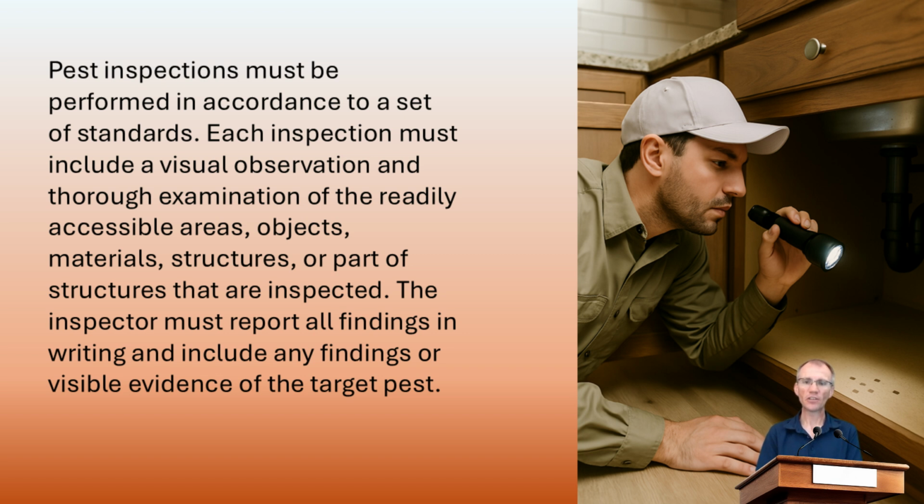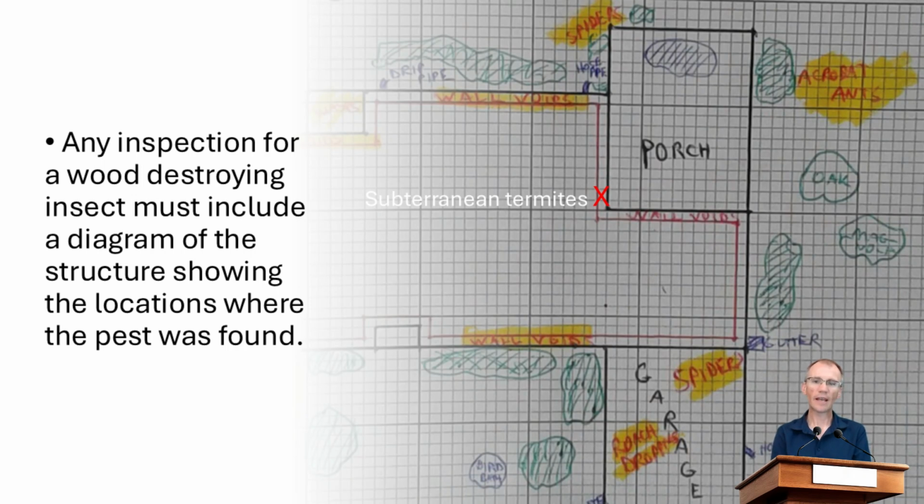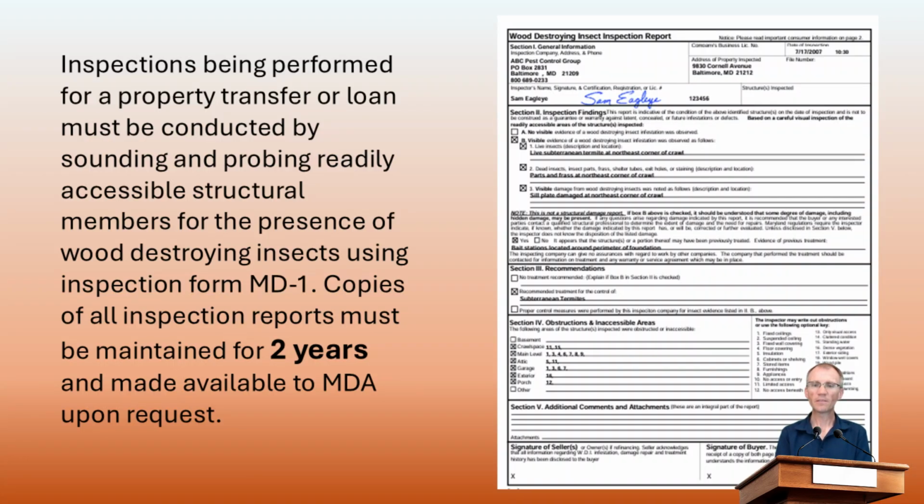Pest inspections must be performed in accordance to a set of standards. Each inspection must include a visual observation and thorough examination of the readily accessible areas, objects, materials, structures, or part of the structures that are inspected. The inspector must report all findings in writing and include any findings or visible evidence of the target pest. Any inspection for a wood-destroying insect must include a diagram of the structure showing the locations where the pest was found. Inspections being performed for a property transfer or loan must be conducted by sounding and probing readily accessible structural members for the presence of wood-destroying insects using an inspection form MD-1. Copies of all inspection reports must be maintained for 2 years and made available to MDA upon request.